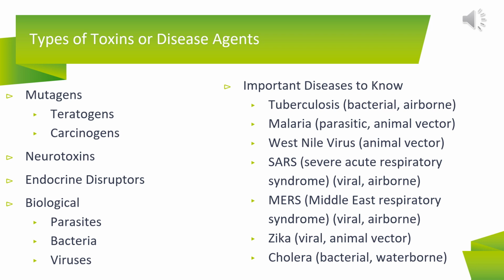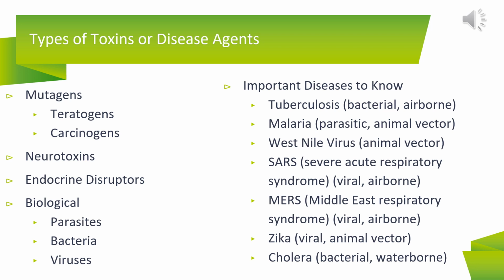You have neurotoxins, which are those things that are going to reduce the ability of your neurons and your brain to function in the way that it's supposed to receive and send signals, to store memories, and to interact with the world around you. You have endocrine disruptors, which are components that make it difficult for your endocrine system or your hormones to function the way that they are supposed to. And then you have biological toxins. In this case, we're looking at parasites, bacteria, and viruses.